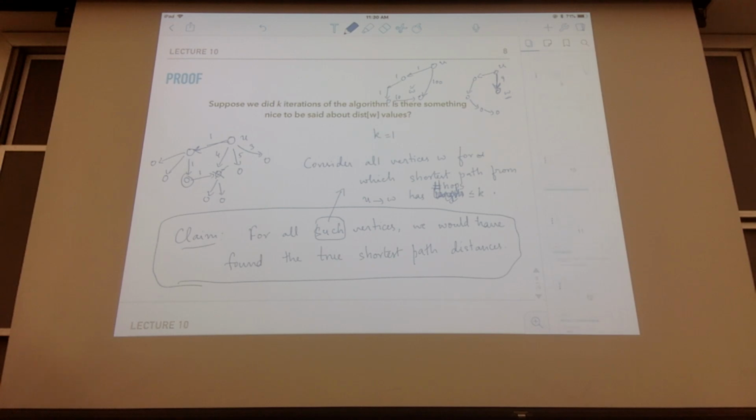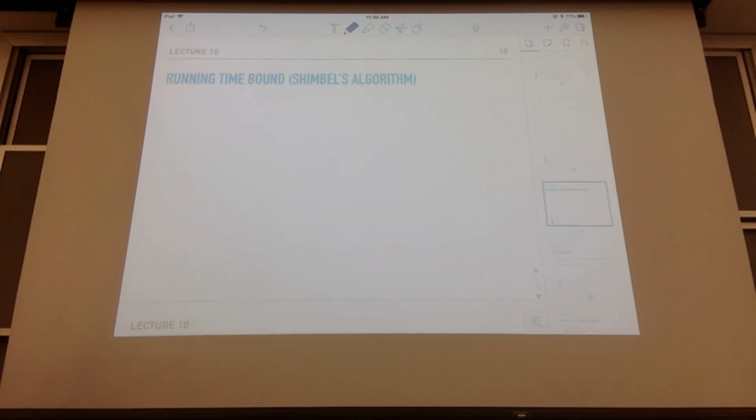And this shows that after n iterations, you actually make no more updates. So the previous claim implies that after n iterations, we have found the shortest paths to all vertices, and this is it, right? So therefore, the number of iterations is less than or equal to n.